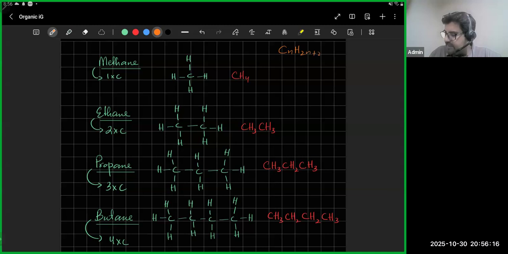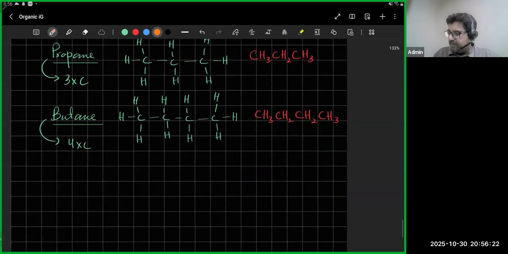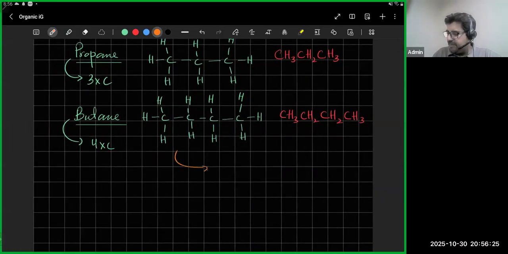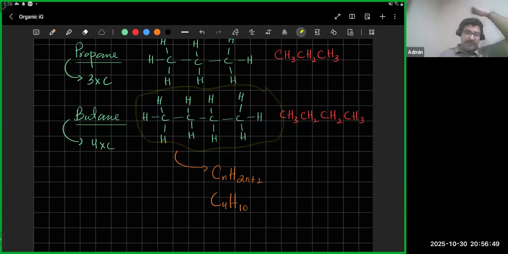So if you want to figure out the number of carbon atoms or the molecular formula, you can directly figure it out using this formula, CnH2n+2, where n is the number of carbon atoms. So if you have 4 carbons, H will be 4 times 2 plus 2. That means 8 plus 2, which is 10. So this is C4H10. CnH2n+2 is the general formula of an alkane.